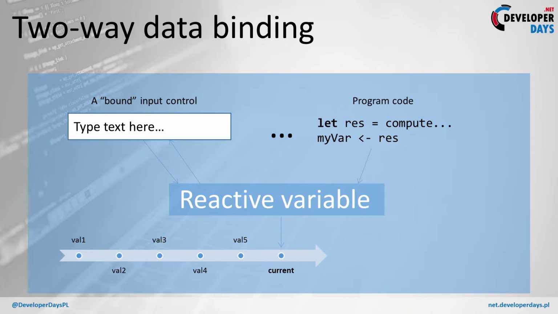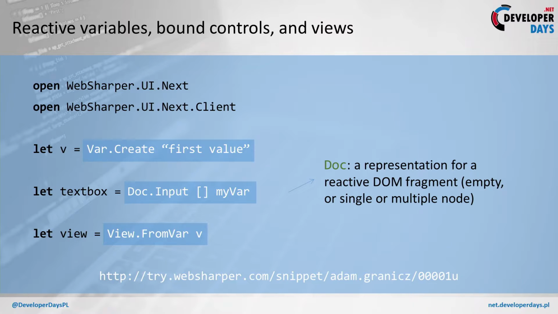So for example, we have two-way data binding, and we have reactive programming, other functionalities that you will typically need. We had encapsulated all of that into what we call UI Next. And UI Next is one of the libraries available for WebSharper. So I can do something like this. I open UI Next as a namespace. I create a reactive variable. I assign a value to it already.